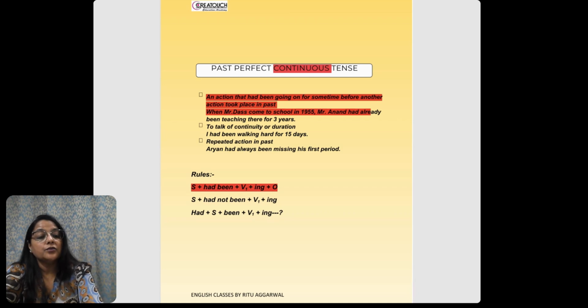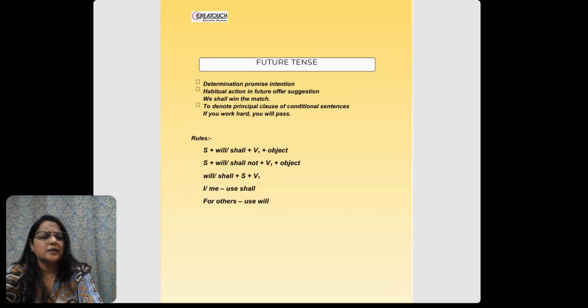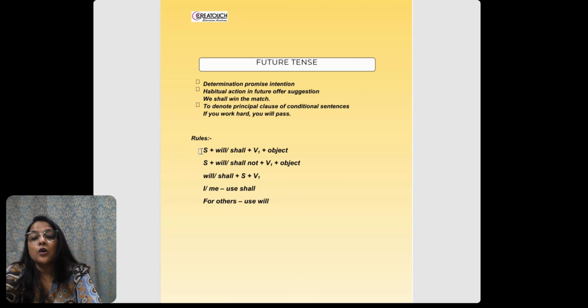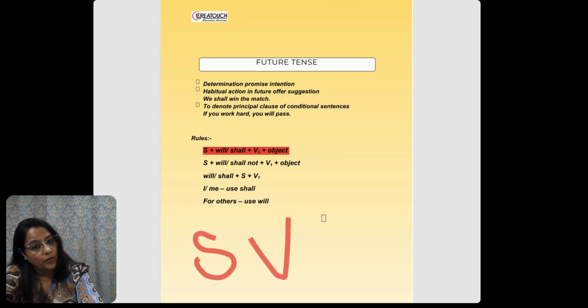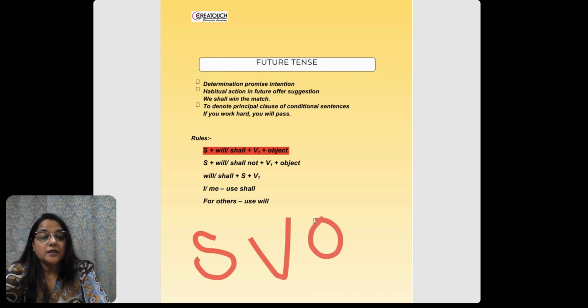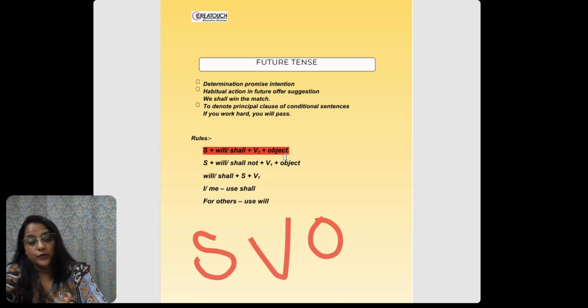Now, going back to future tense, it's a very simple tense: subject, verb, object. I think now you can make your rules yourself. Now, how to make a rule? Again, write a rule. What I have told you. Write. It is S, V, and O. Make a rule. Subject, now, will and shall plus verb first form plus object. It's a very simple rule. It is determining any kind of intention which is going to happen in the future.